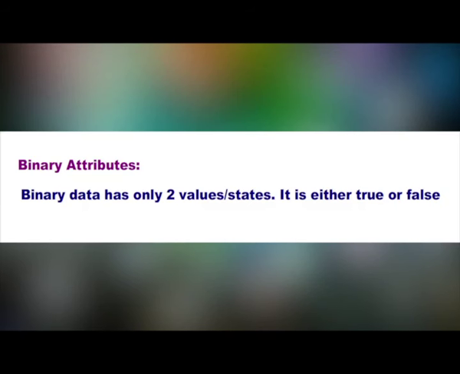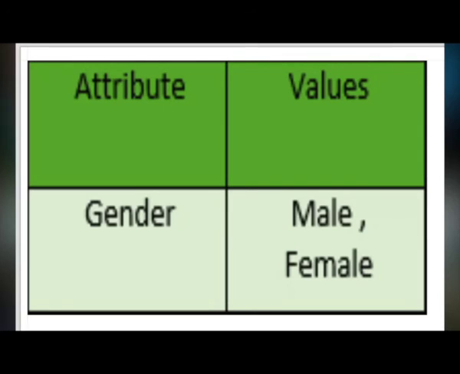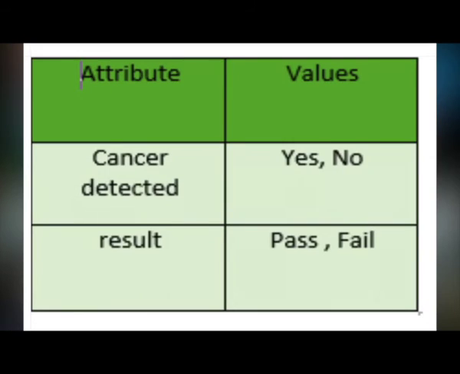The next type of qualitative attribute is binary attribute. A binary data has only two values or states. It is either true or false. Let us consider an example. The name of the attribute is gender, where it has only two values, male and female. The next attribute is result. It has only two values, either pass or fail. So these are the examples of binary attribute.